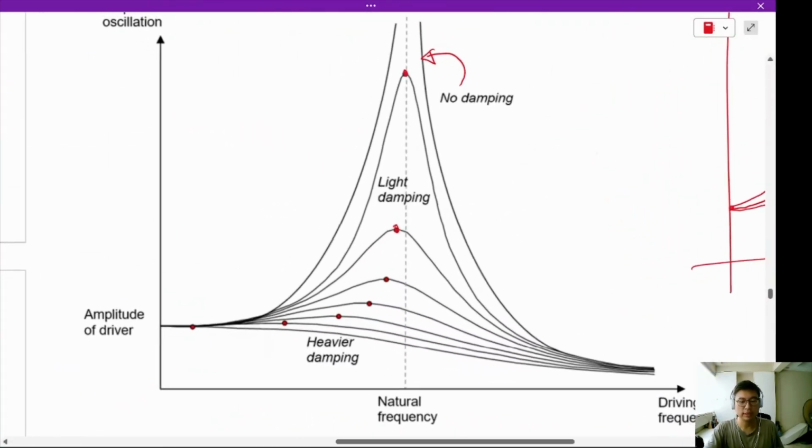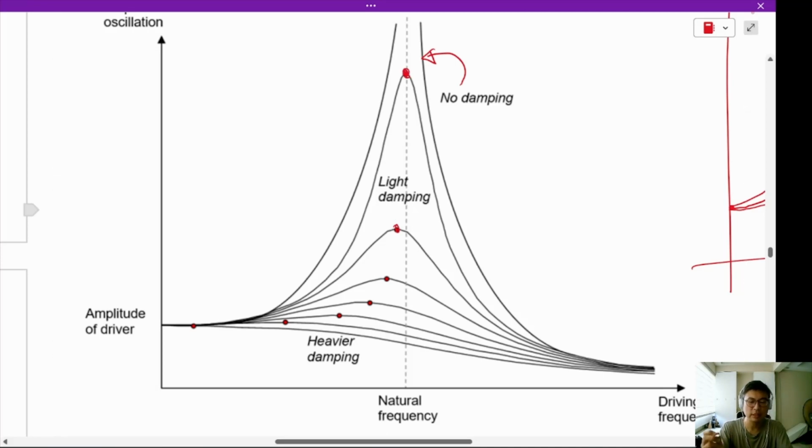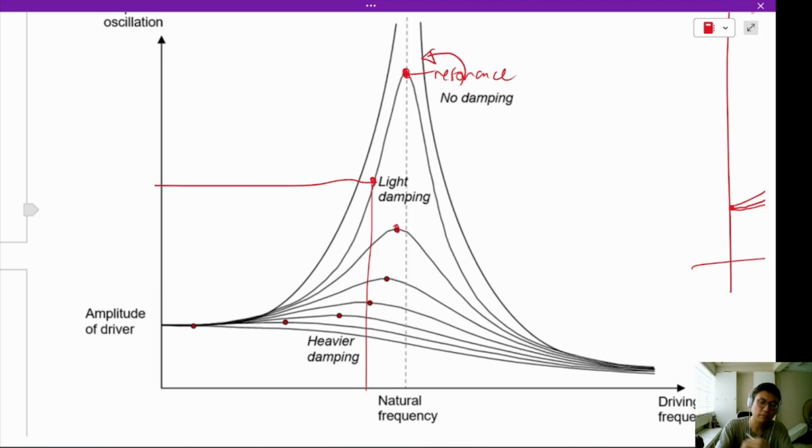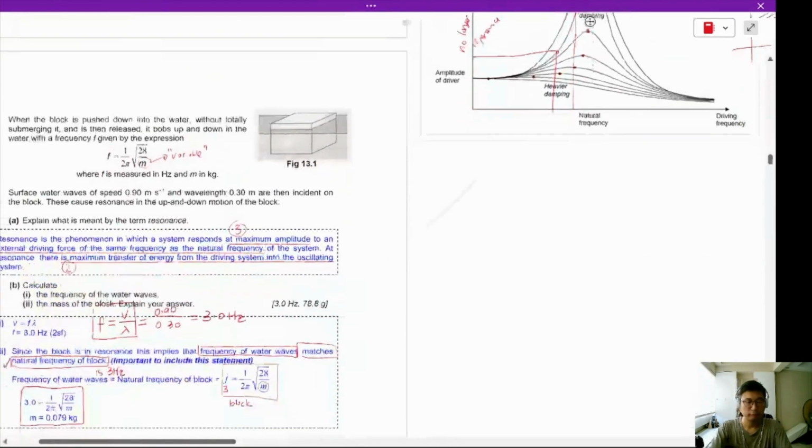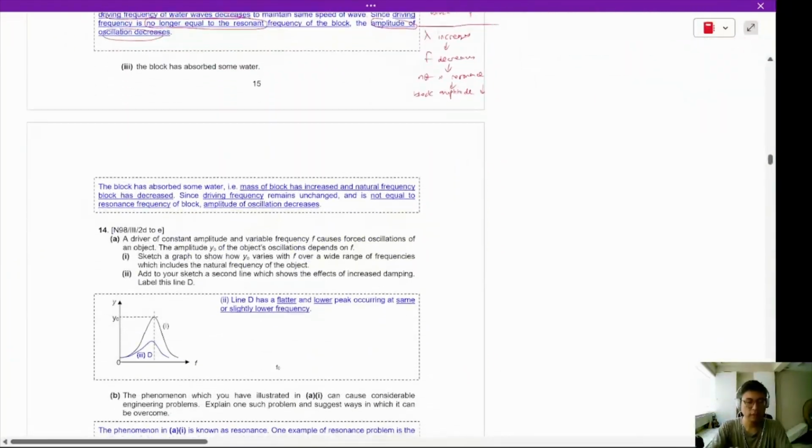So over here, let's say the frequency of the driver is here, so it's resonance over here. But let's say what happens when you decrease the frequency of the driver. If you decrease the frequency of the driver, then the amplitude of the block also falls. You decrease the frequency of the driver even more, the amplitude of the block falls even more. This is no longer in resonance. So resonance only occurs at one specific frequency. Alright? Okay. So let's move on to the next question.